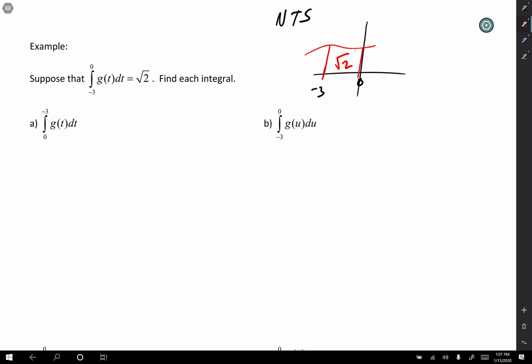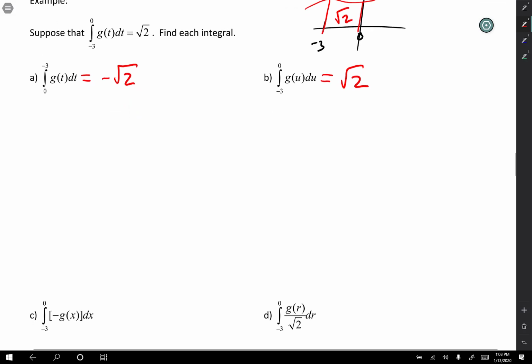We still okay? I start at negative 3 and I end at 0. This means the area under the curve of the g of t graph is square root of 2 between negative 3 and 0. Cool or not cool? All right. What happens if I count backwards? Negative square root of 2. I'm changing the axis. Instead of calling it a t, I call it u. Is it still going to be square root of 2? Yes, square root of 2. Doesn't matter what you call the axis, guys. It's a dummy variable.